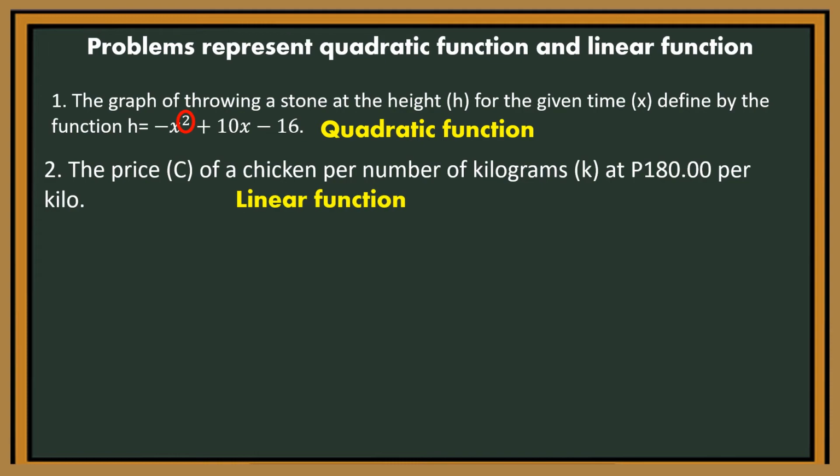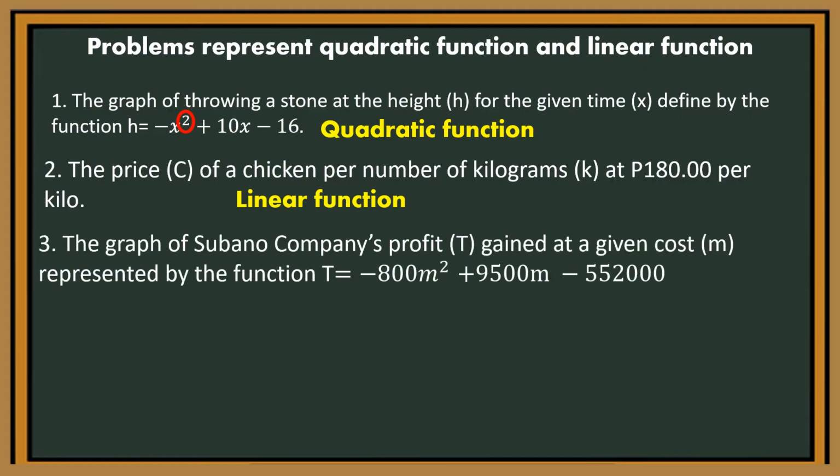Kasi sinabi lang niya dito, per kilo, that is 180 pesos. So, wala siyang squared. Number 3, the graph of Subano Company's profit, T, gain at the given cost M, represented by the function T is equal to negative 800 m squared plus 9,500 m minus 552,000 is an example of quadratic function because of the squared.